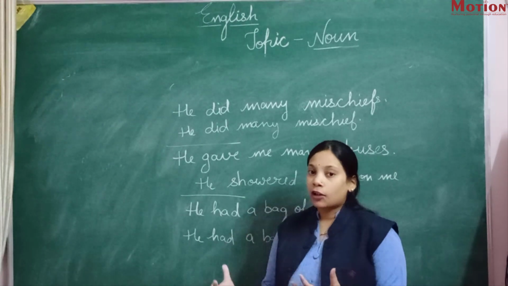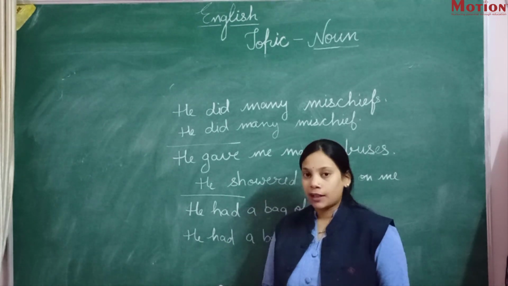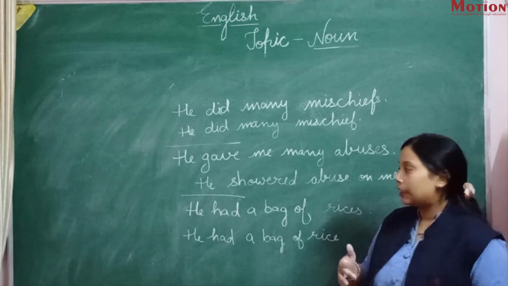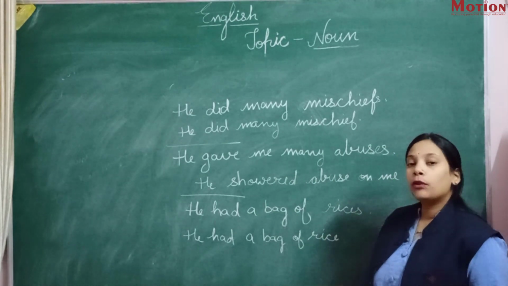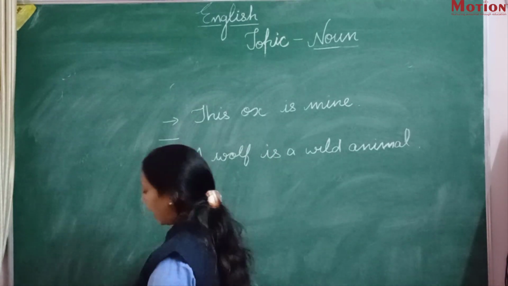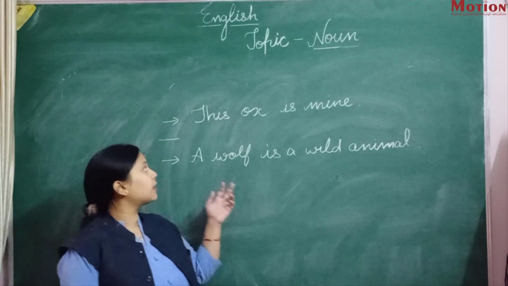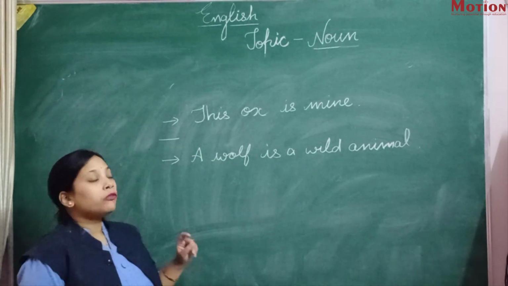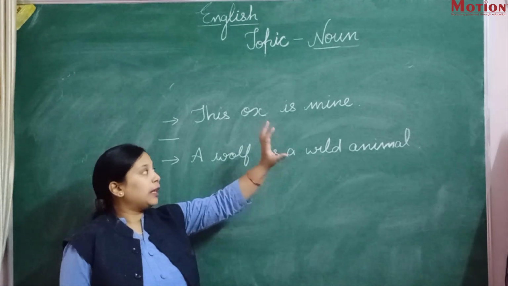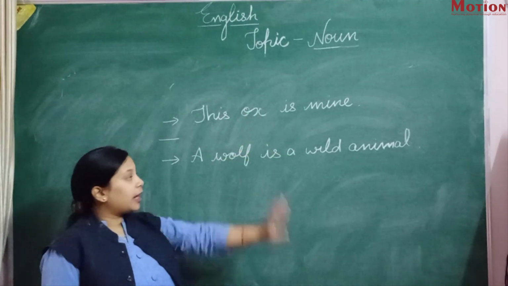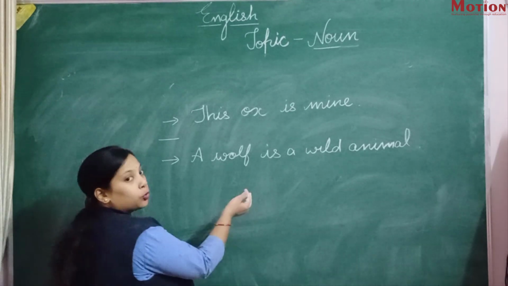This is the information, the introduction and the full explanation about the noun as we have done in the first lecture and in the second lecture. I hope you have understood. Taking just some examples of nouns. I have written two sentences over here. That is, this ox is mine. A wolf is a wild animal. What you have to do is make them plural. So what will you do? This ox is mine. What will you write for making it plural?